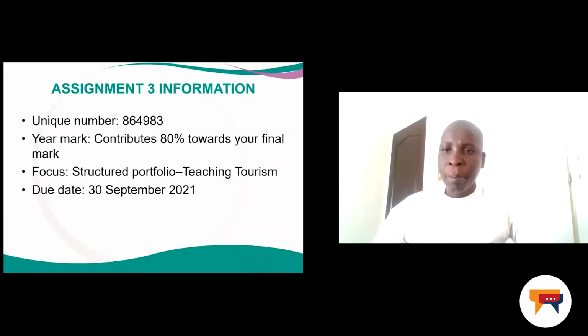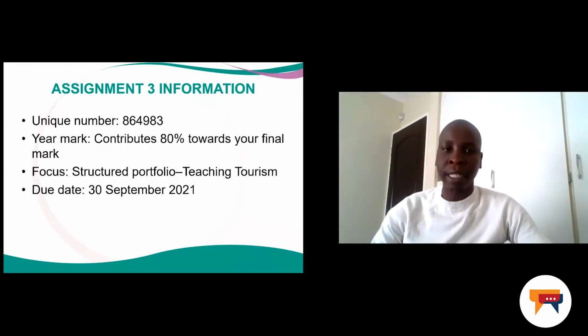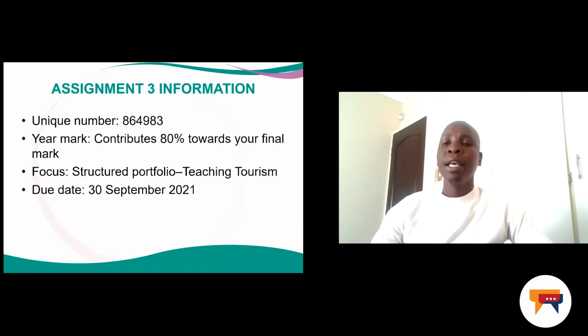The portfolio assignment acts as your examination. As for TMS3734, we don't have an examination, and it contributes 80% towards your final marks. The due date for this assignment is the 30th of September 2021. Please make sure that the assignment is in before the 30th or on the due date to avoid disappointment.